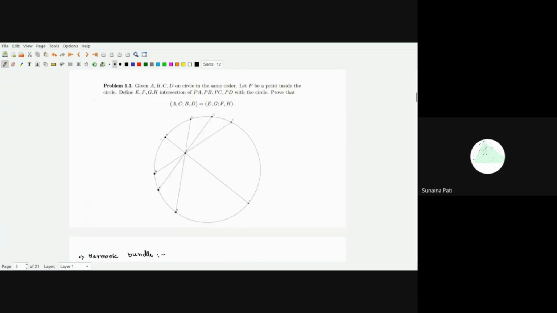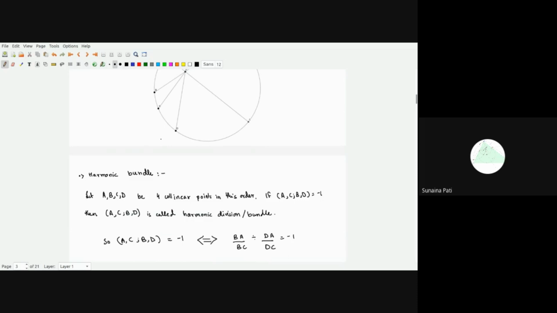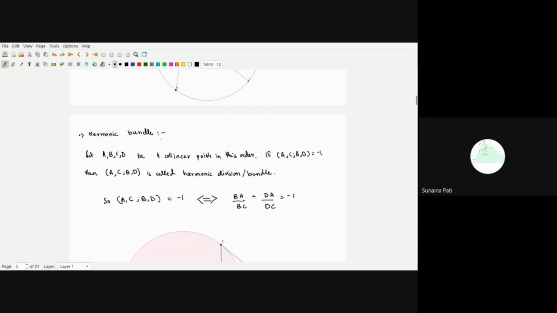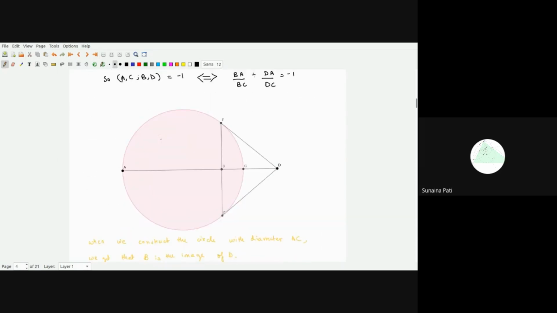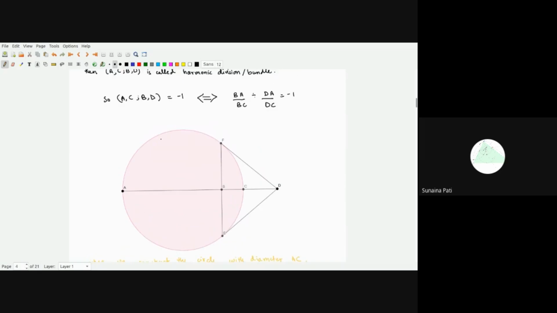After this, we defined the harmonic bundle for four collinear points, which is just a cross ratio of -1. The interesting property was that if the cross ratio of ACBD is -1, then that would imply that B and D are the inverted images of each other with respect to the circle with diameter AC, and vice versa.